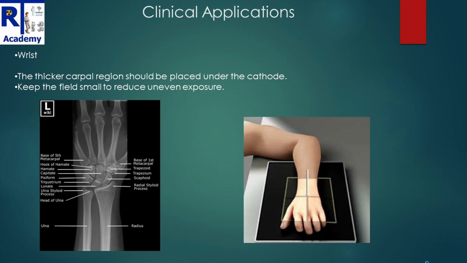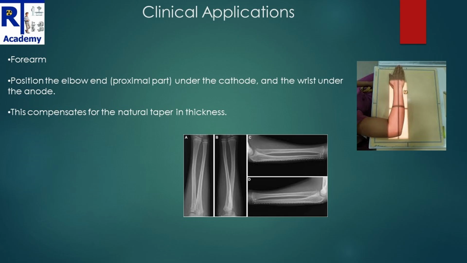2. Wrist. The thicker carpal region should be placed under the cathode. Keep the field small to reduce uneven exposure. 3. Forearm. Position the elbow end, proximal part, under the cathode and the wrist under the anode.